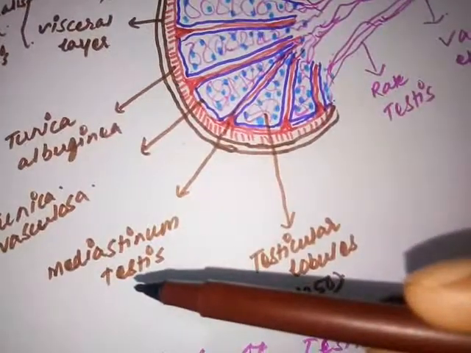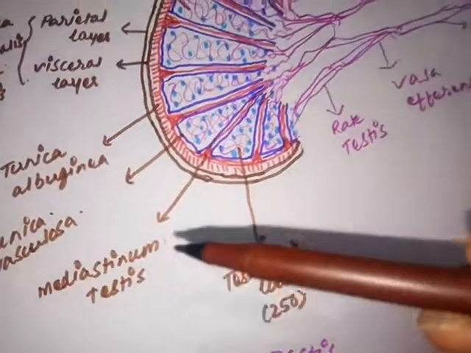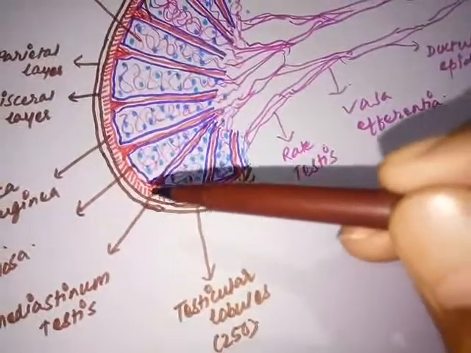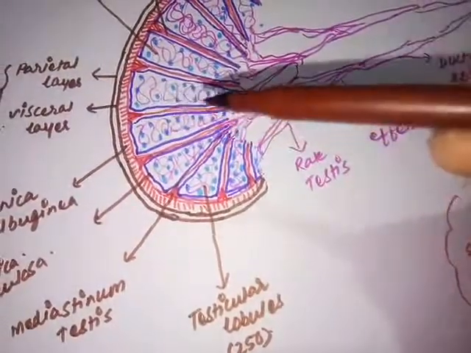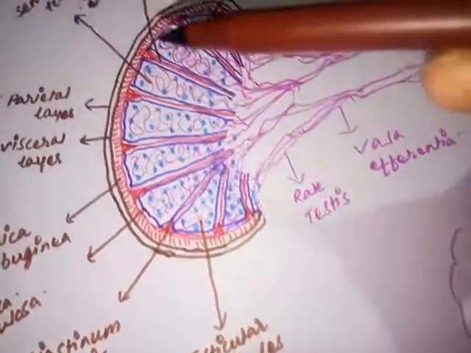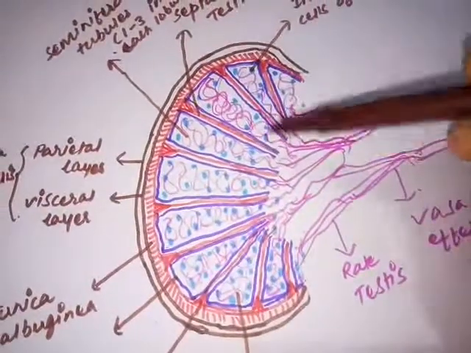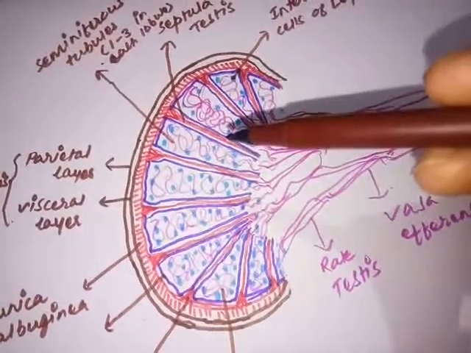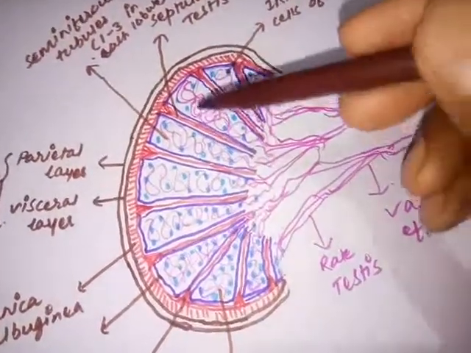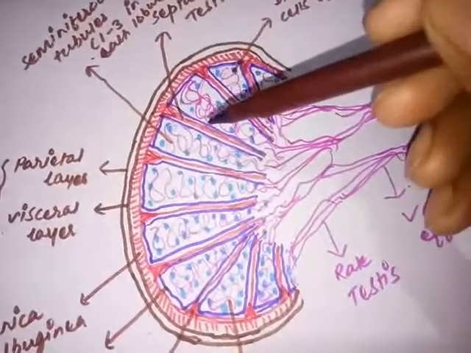That structure is called the mediastinum testis. Now this depression continues inside from every mediastinum testis. You can observe it well everywhere. That depression deepens inside, and it seems like a kind of partition therein.